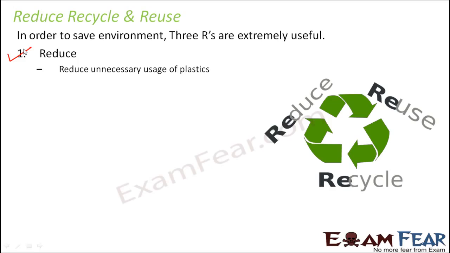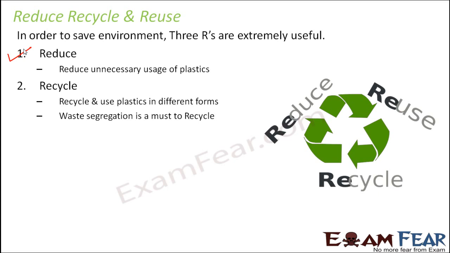For example, instead of using plastic cups for having tea, you can use paper cups, or you can even use the small cups which are made of mud. Instead of polythene bags, you can use paper bags. Wherever possible, try to replace plastic with something which is biodegradable.